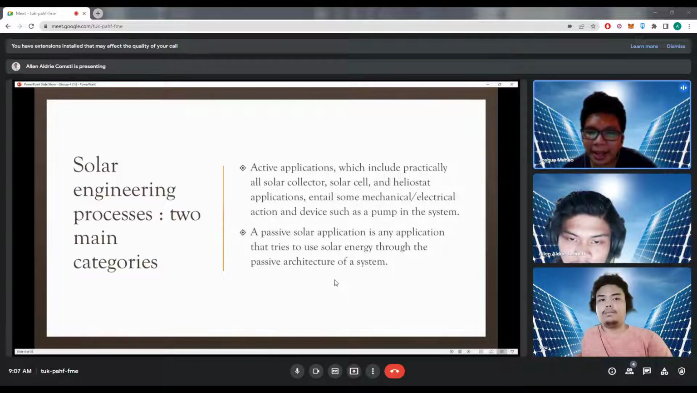The next one is the passive solar application, which is any application that tries to use solar energy through a passive architecture of a system. A passive solar heating system captures sunlight within the building's materials and then releases that heat during periods when the sun is absent, such as at night. South-facing glass and thermal mass to absorb, store, and distribute heat are necessary in the design.